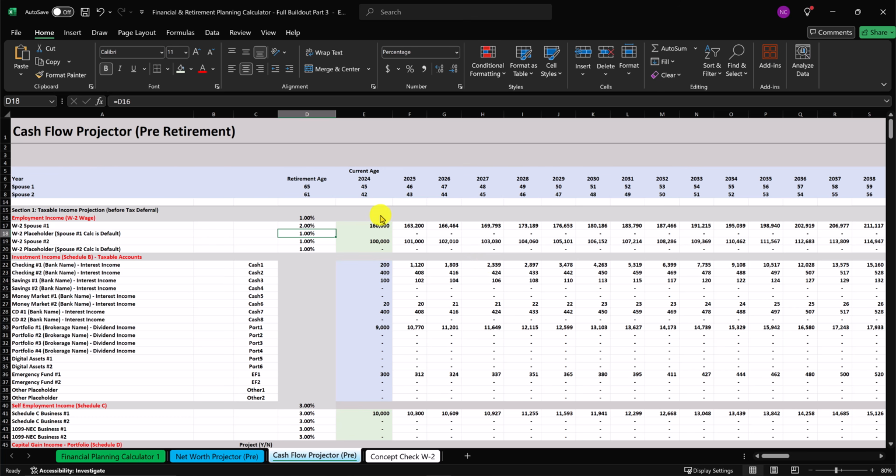As an example, I could do $10,000 of pre-tax deferral regardless of whether my salary is growing by 1% or 2% or 3% or whatever. So by separating these two items out, not only does it allow for better tracking, but it also allows us to project our gross salary at a different and independent rate than any decision about what we want to defer to a pre-tax account. So that is how we are going to handle the W-2 income as well as any pre-tax deferral within the financial and retirement planning calculator.